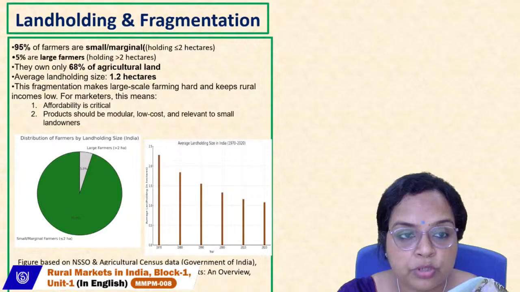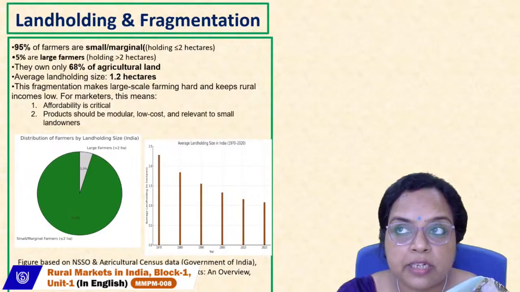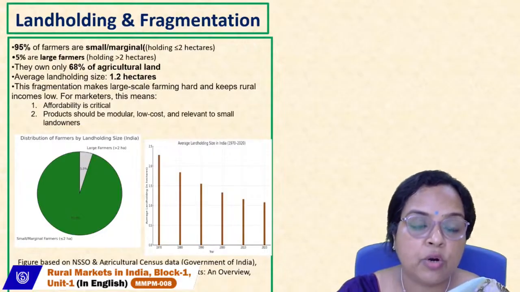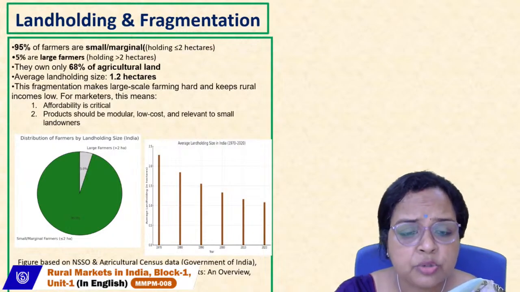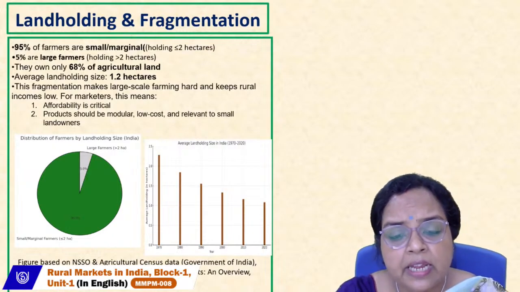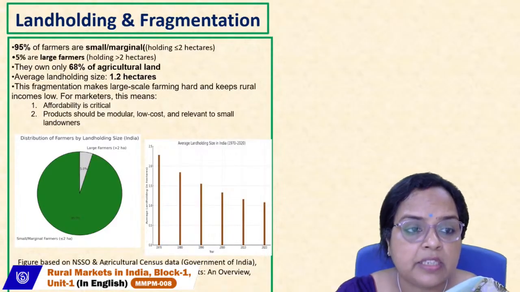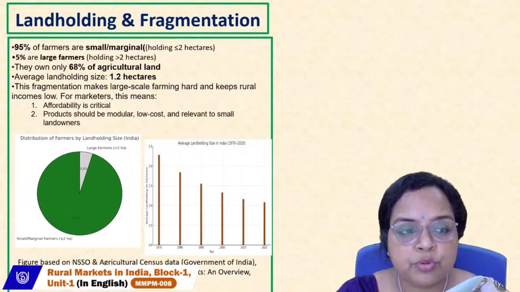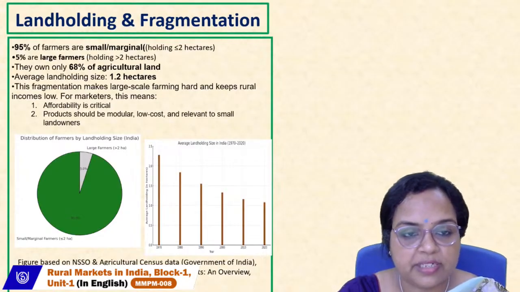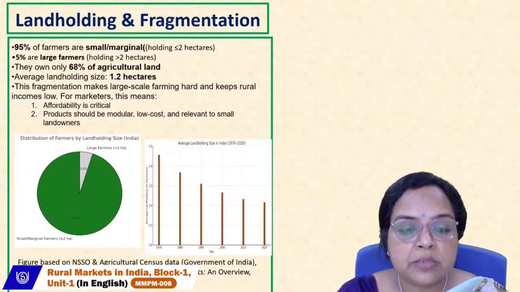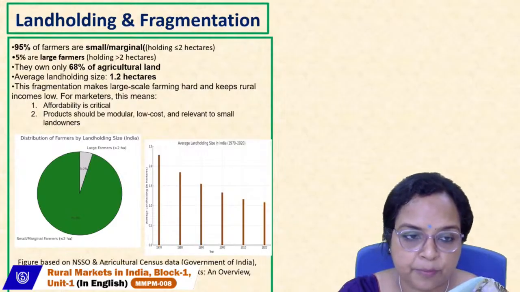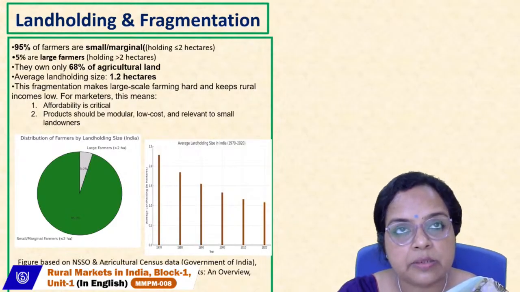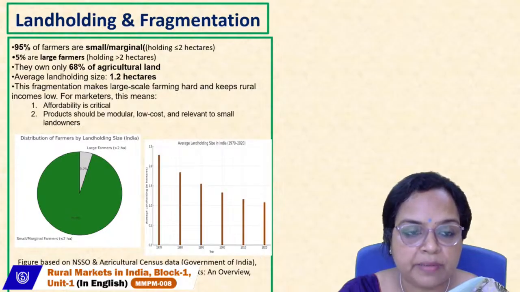But slowly towards 2020, there is a decrease in land holding size. So fragmentation has already taken place. This fragmentation makes large scale farming hard and keeps rural income low. For marketers, what does this mean? This means they have a low income group, and affordability for them is critical.